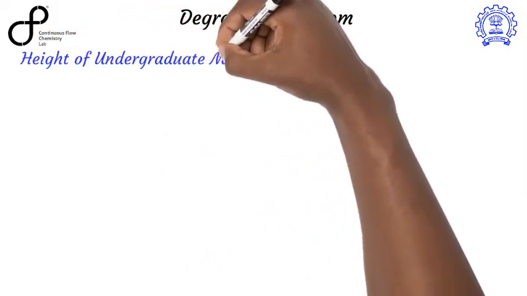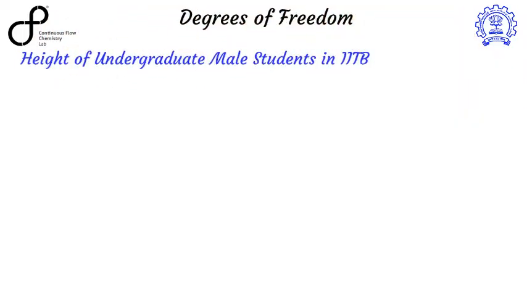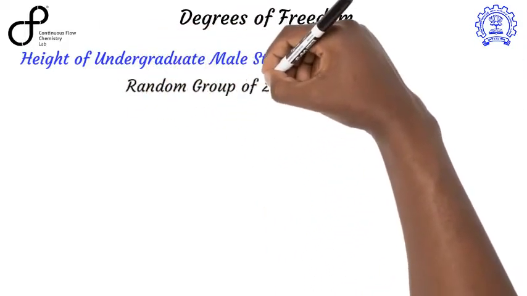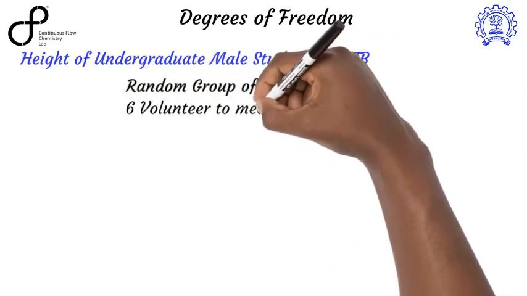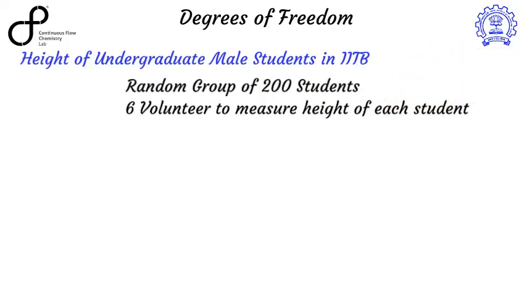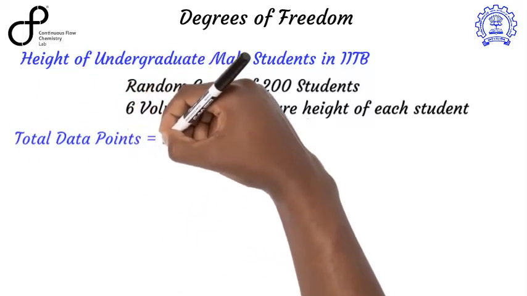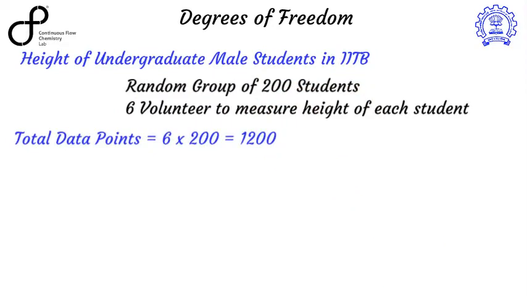Let us take another example to get more clarity. Imagine measuring the height of the male undergraduate students in IIT Bombay. We selected a random group of 200 students. 6 volunteers were assigned to measure the height of each of these 200 students. Now you have generated 6 data points for each of the 200 students. Therefore, you have done total number of 1,200 experiments. Now, if you are interested in the height of any student, then the degrees of freedom for height is 6.